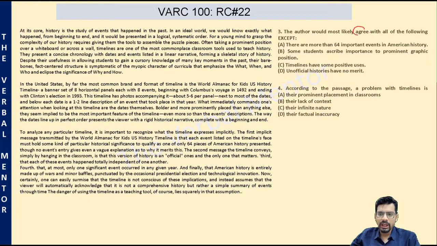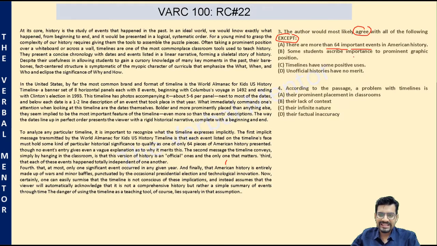Question number 3. Author would most likely agree with all of the following except, okay. Option A, there are more than 64 important events. Yes, author criticizes the fact that the US timeline presents US history as merely a compilation, a compendium of 64 events, which means author thinks that there are more important events as well. So he will probably agree with this statement, as we saw earlier.